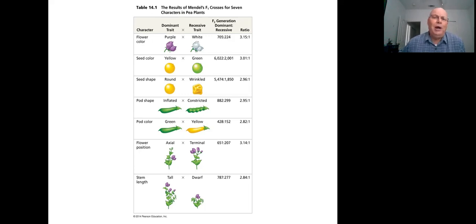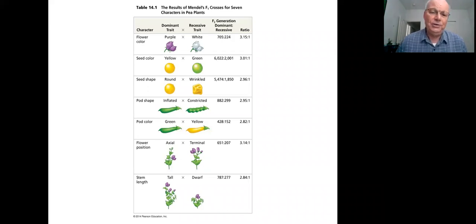So if he'd got this once with the purple and the white flowers, that could be just a coincidence. But to get it 7 times with 7 different characteristics and get exactly the same result each time, well, that's not a coincidence anymore. That's something that is a very real result and needs to be explained somehow.